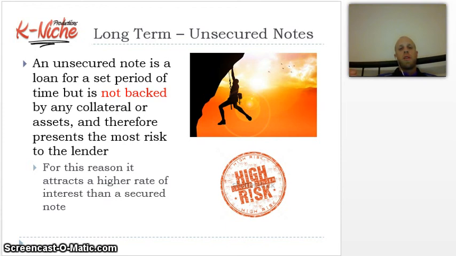So remember, in business, if there's a higher risk to a lender, there's going to need to be a higher return to offset that. Otherwise, people would not do it. So if you can remember this person hanging from a ledge here, it's an unsecured note, and it's the most risk to the lender.